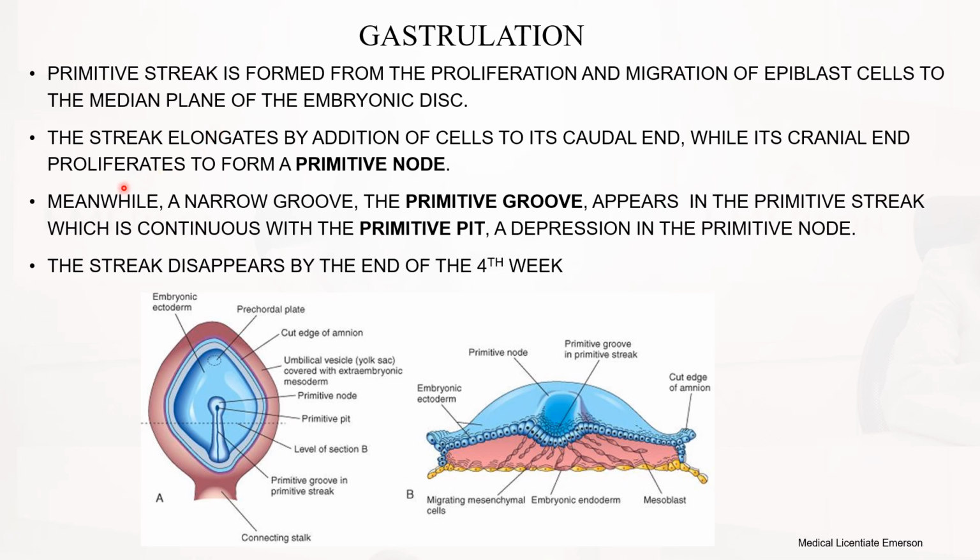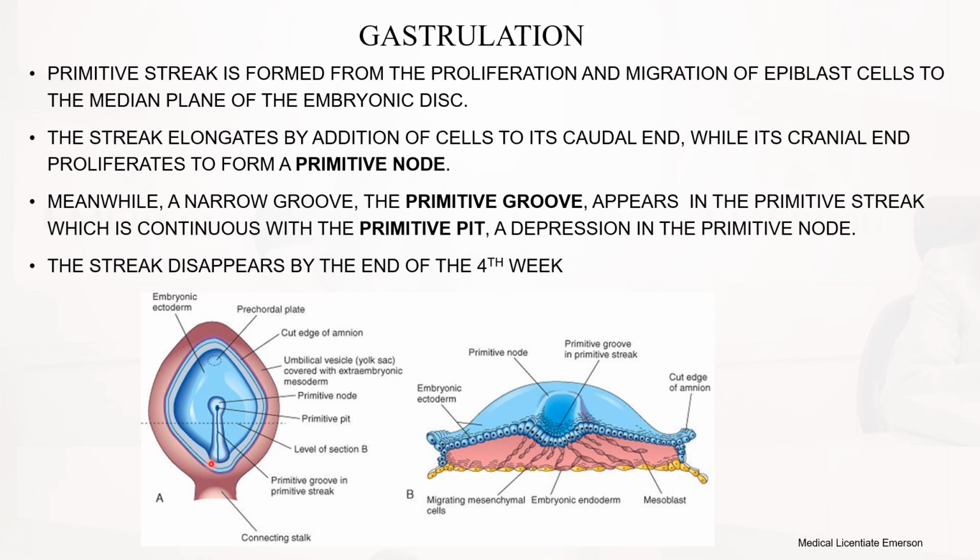Okay. Then the streak elongates by addition of cells to its caudal end, while its cranial end proliferates to form the primitive node. Meanwhile, a narrow groove, the primitive groove, appears in the primitive streak, which is continuous with the primitive pit, a depression in the primitive node. Then the streak disappears by the end of the fourth week.